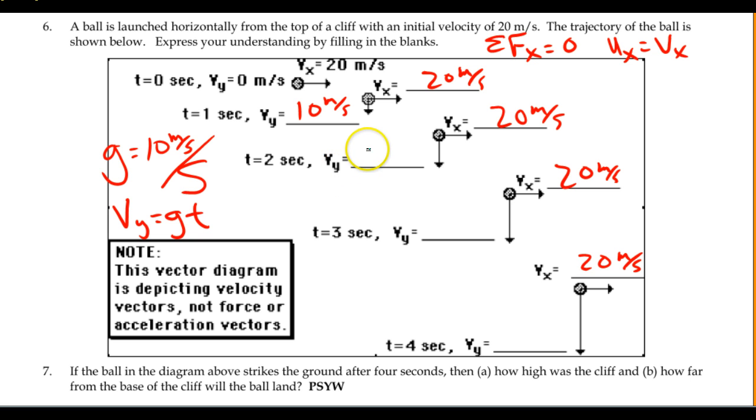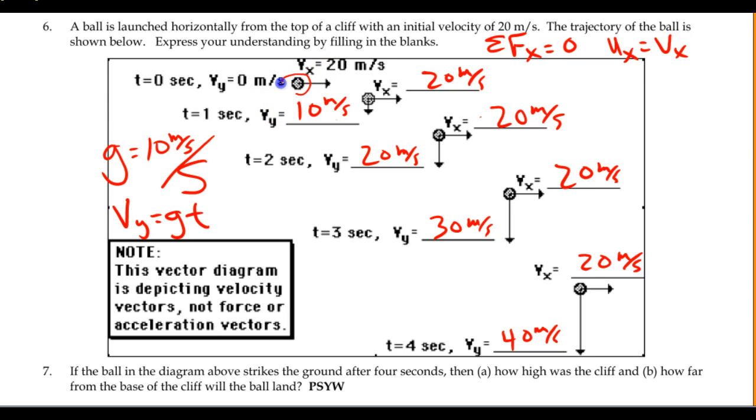After 2 seconds, 2 times 10 is 20. 3 seconds, I'm going to be at 30. And 4 seconds, I'm going to be at 40. So I'm just increasing my speed by 10 meters per second for every second that I fall in the vertical.